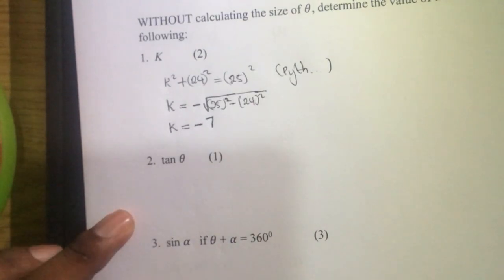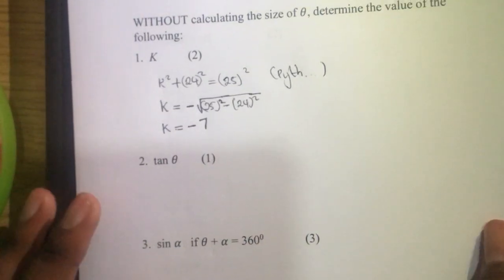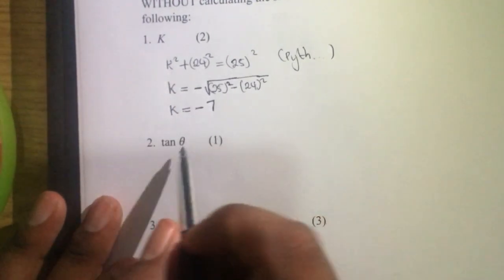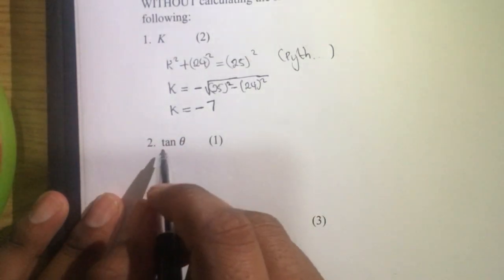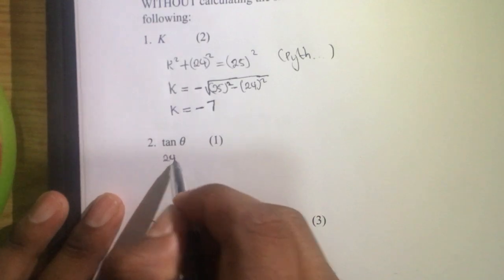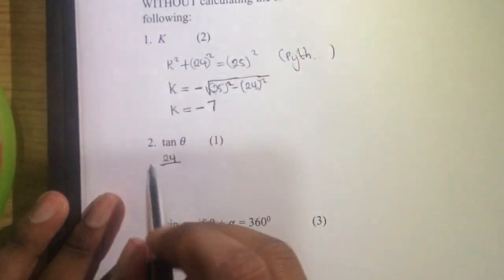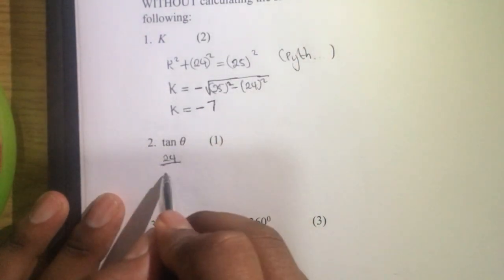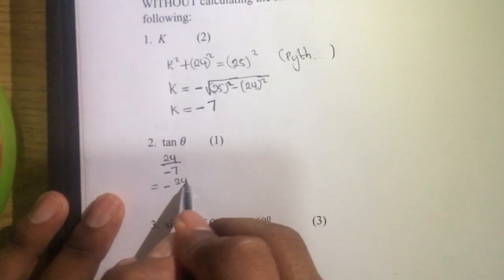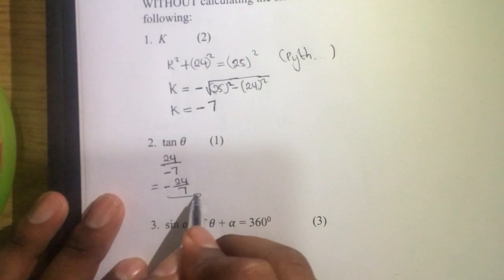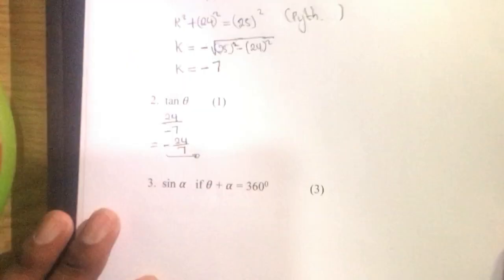Now number 2 says tan theta. How can we get tan theta? It's very easy. Tan theta, we know tan is equal to what? Opposite over adjacent. So the opposite side is 24 over the adjacent side, which is K, and K is negative 7. So our answer is negative 24 over 7. We are done. It's just one mark.